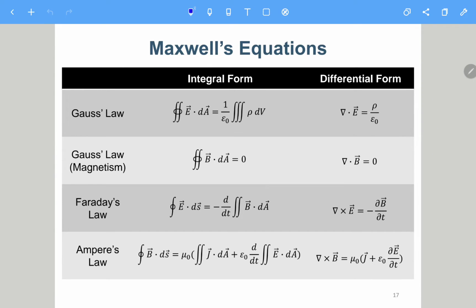Okay, so here we try to really explain how we can use the Stokes theorem and also the divergence theorem to derive the integral form of the Maxwell equations into the differential form of the Maxwell equations.